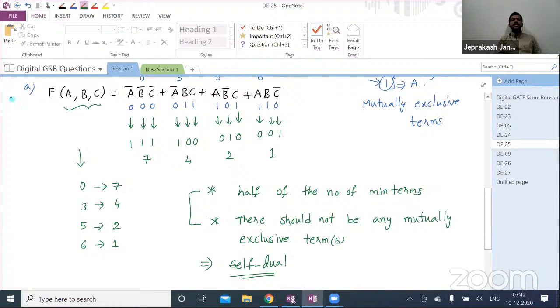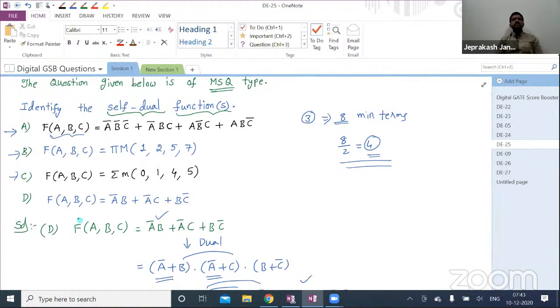So option A is self-dual. If you want, you can verify later by applying the duality principle. Wherever logical AND is there, replace with logical OR. Wherever logical OR is there, replace with logical AND. After simplification, you will get the same function. I am giving it as homework for all of you: try to verify whether you get the same function or not. So option A is the self-dual.